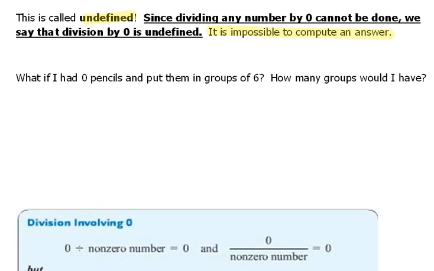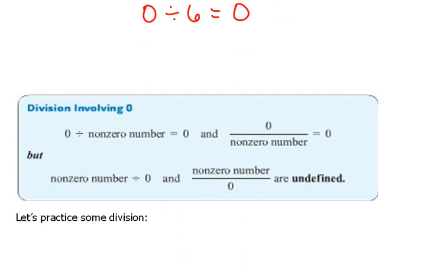But now the flip side of that, what if I had no pencils and I put them into groups of 6? How many groups would I have? Well, there are no pencils to start with, so I would have 0 groups. So that division looks like 0 divided by 6 equals 0. Now here are our rules. Division involving 0. 0 divided by a number is 0. And this is what it looks like in fractional form. A number divided by 0 is undefined. So the rule sort of says if 0 is on top, that's okay, it's 0. If 0 is on bottom, that's undefined.